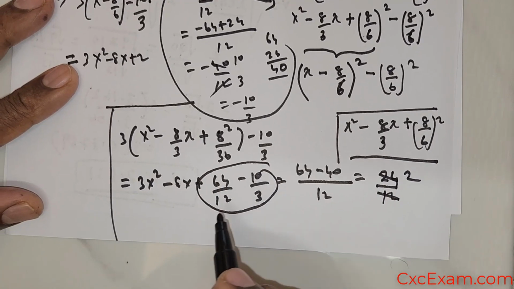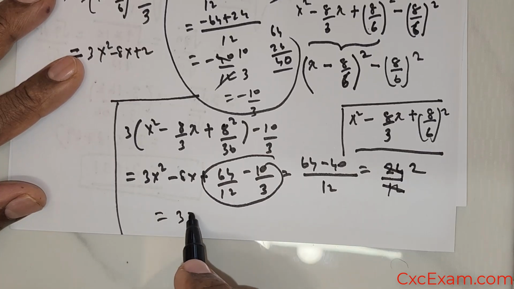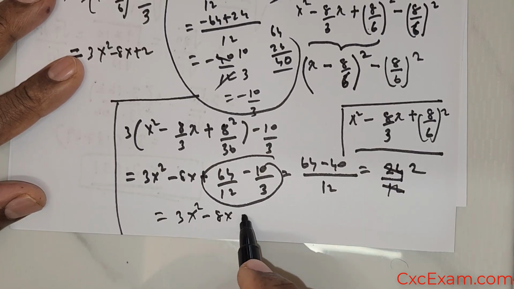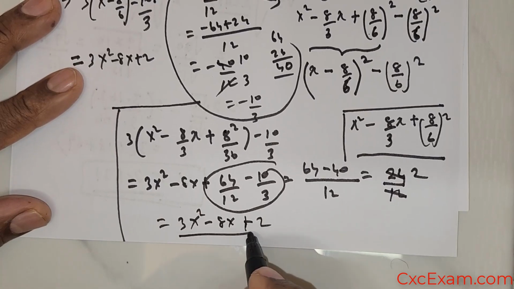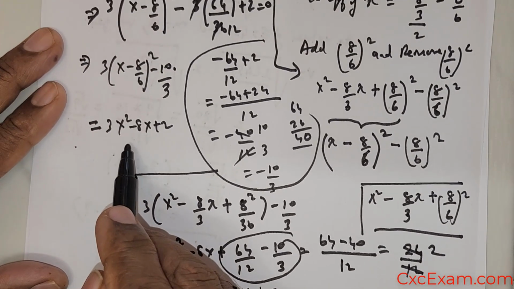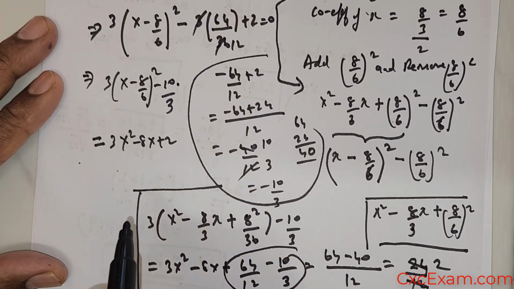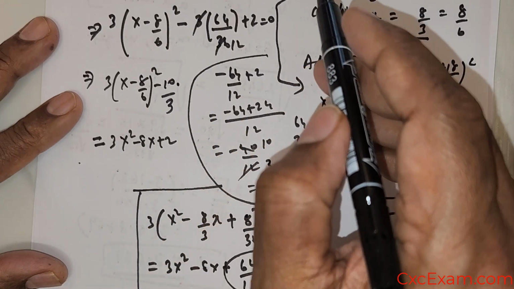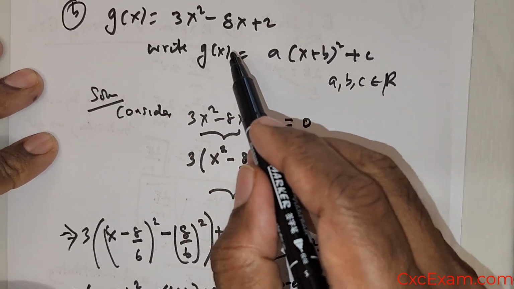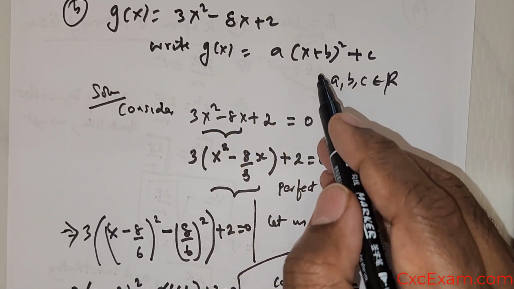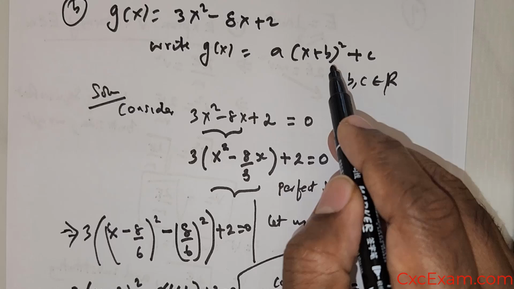So this entire thing reduces to what? 2. So I have 3 times x squared negative 8x positive 2. So this is exactly what is actually presented here, right? So why did I do all of this? I wanted to show you how exactly this 3x squared negative 8x positive 2 is written in this fashion.